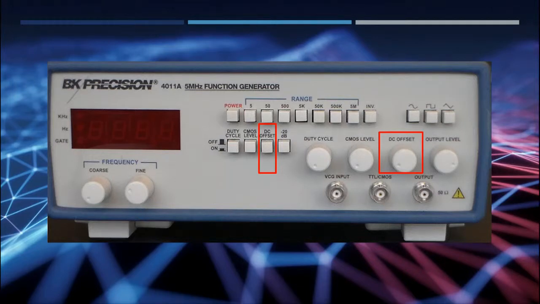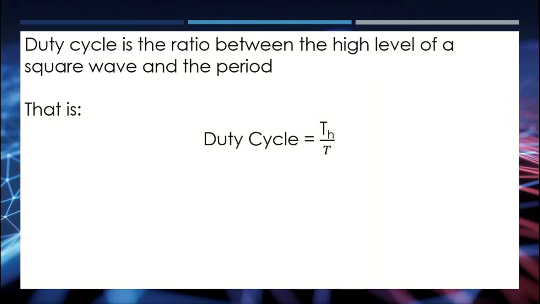The second parameter that you can change on some function generators is the duty cycle. The duty cycle is used more when you're working with square waves, and we'll talk about that in a little bit. For this, you'll need to hit the button first to indicate that you want to use duty cycle, and then you'll turn the knob. The duty cycle is a ratio between the high level of a square wave and the period of that square wave. In other words, duty cycle is equal to TH, the high portion of the square wave, over the actual period of the square wave.